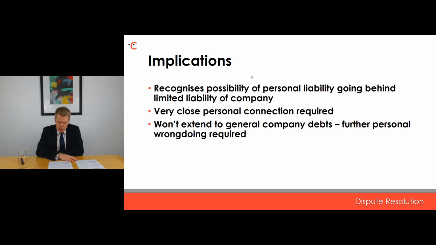The implications here: it's something that should be of comfort for directors in general, and also a note of caution for anyone claiming against the company and saying, well, can't I go and sue the directors as well? No, not in general. The principles of limited liability remain very much in play. If you want to go behind it, you have to show a very close personal connection between what the individual director and shareholder was doing and what the company itself was doing.